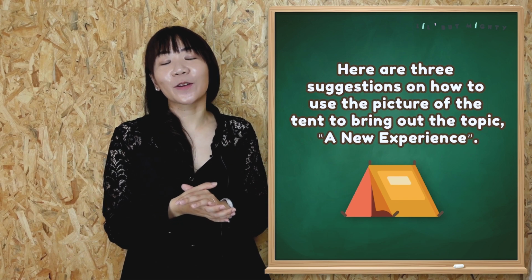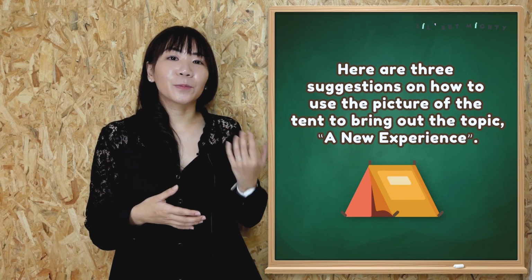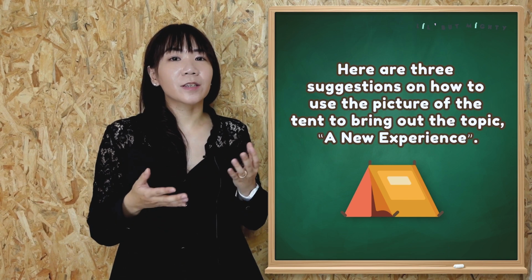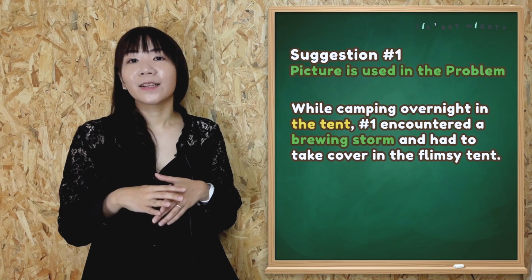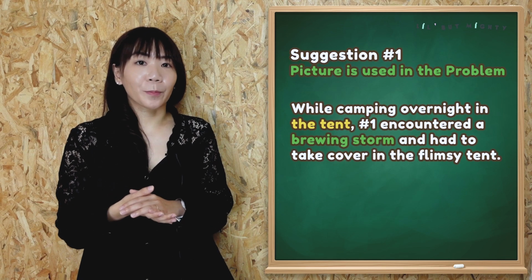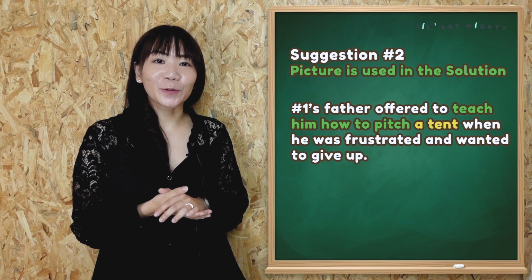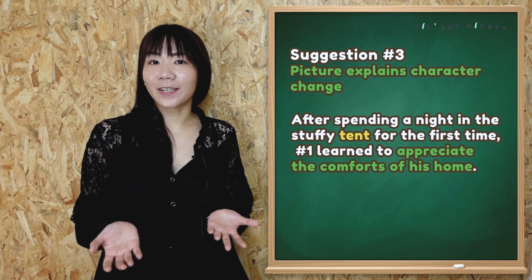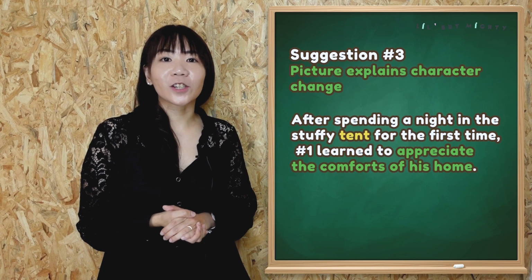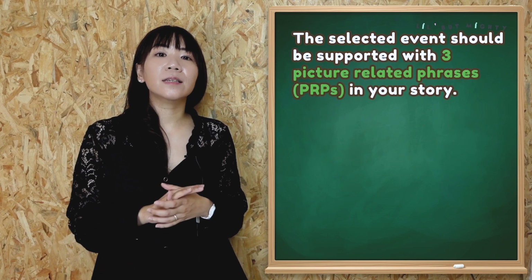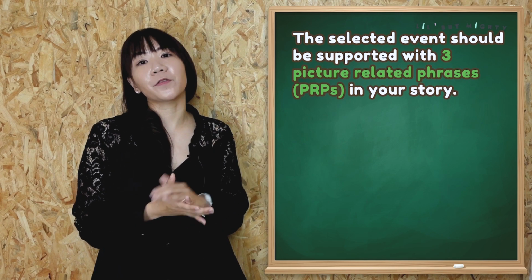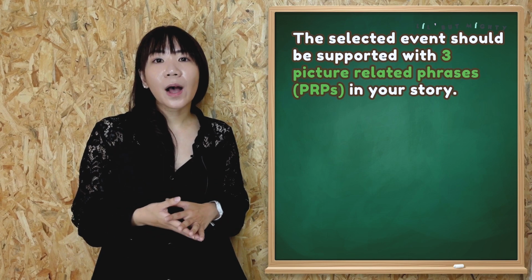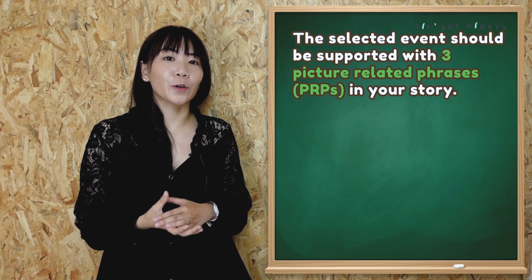Here are 3 suggestions on how you can use the picture of the tent to bring out the topic "a new experience." It shows that the picture is integral to the story that you are telling. Suggestion 1, picture is used in the problem. Suggestion 2, picture is used in the solution. Suggestion 3, picture explains character change. Of course, the selected event should be supported with 3 picture-related phrases in your story. You should describe the picture in detail and show how the picture serves as an inspiration for your story.